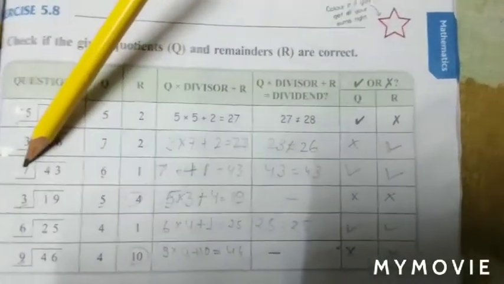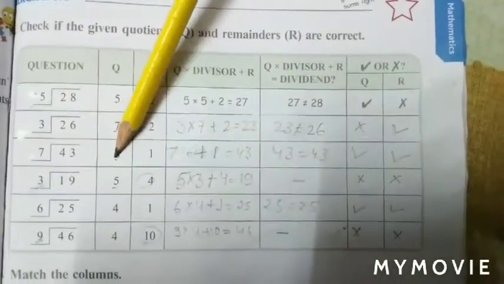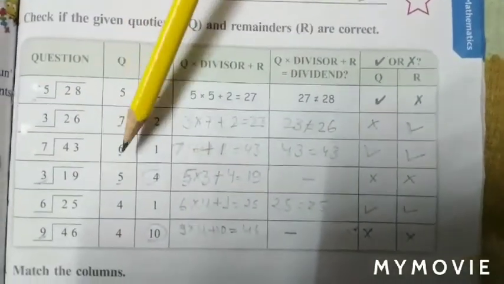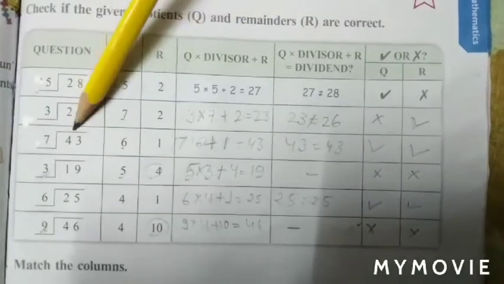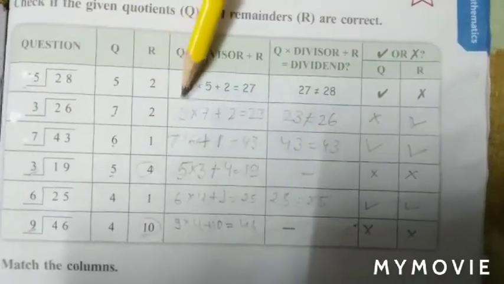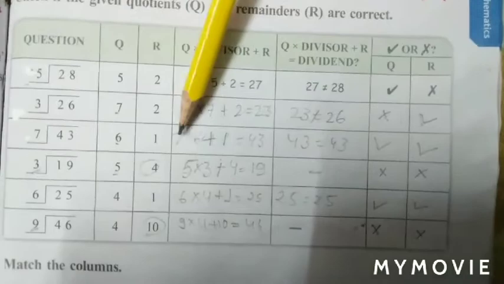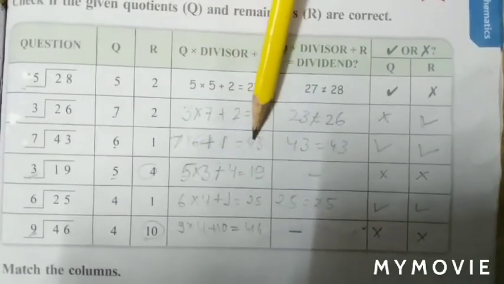Next, 43 divided by 7. As you know, 7 sixes are 42, so the quotient 6 is correct and the remainder will be 1. So you have to put the digits in the formula. 7 into 6 plus 1 equals 43.